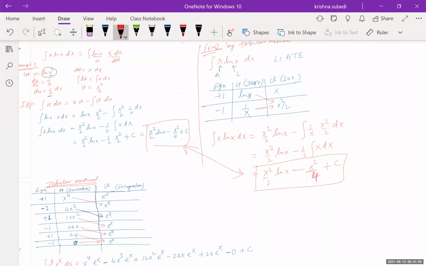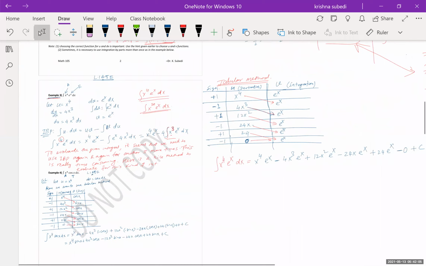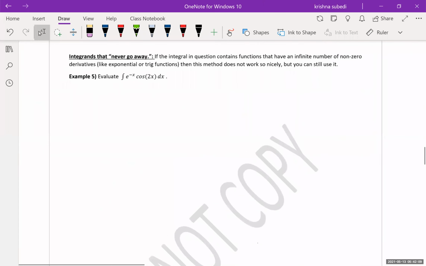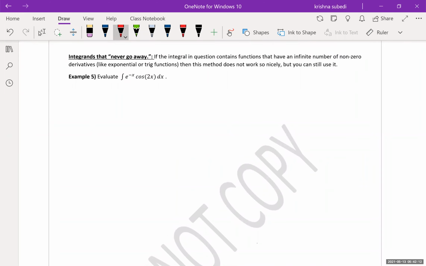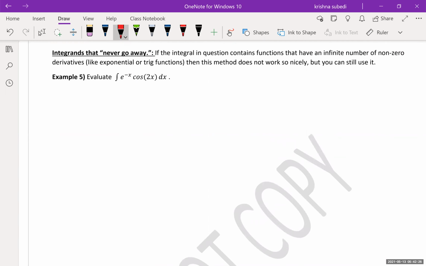Okay, and there is one more type. If you have any question, let me know. Otherwise, let's try one more, which is example 5. Integrand that never goes away. For example, I want you to try this on your own. I'll be doing this, but you will be working on your own, okay?